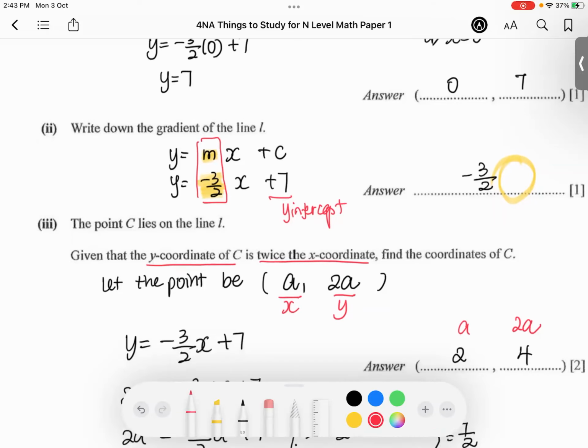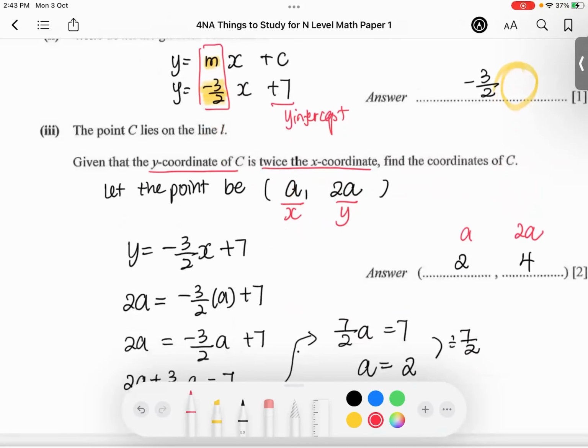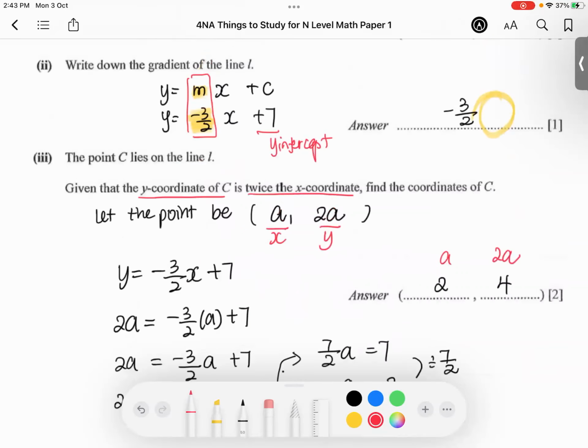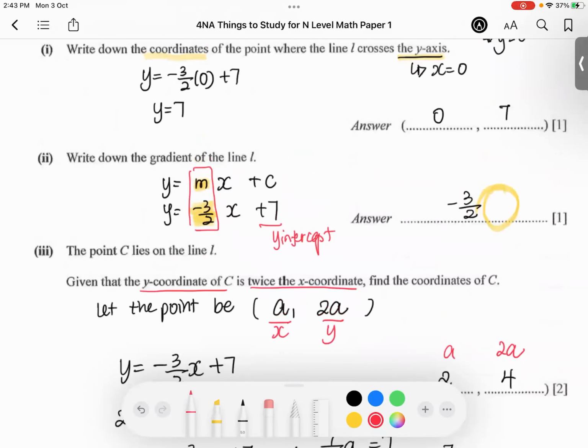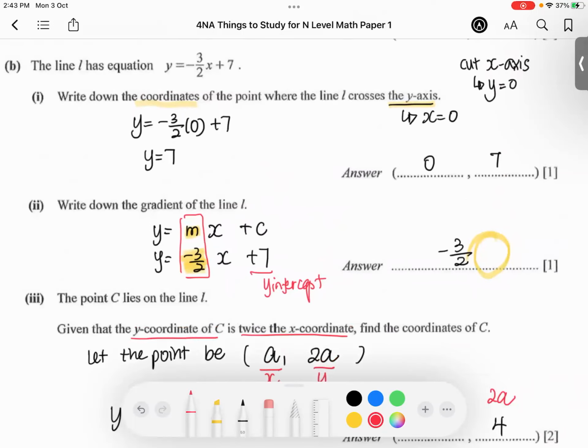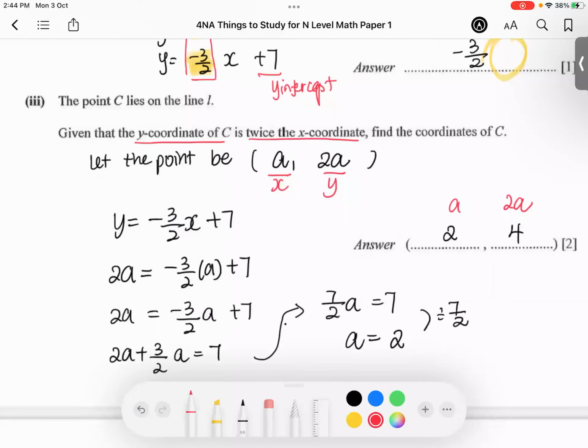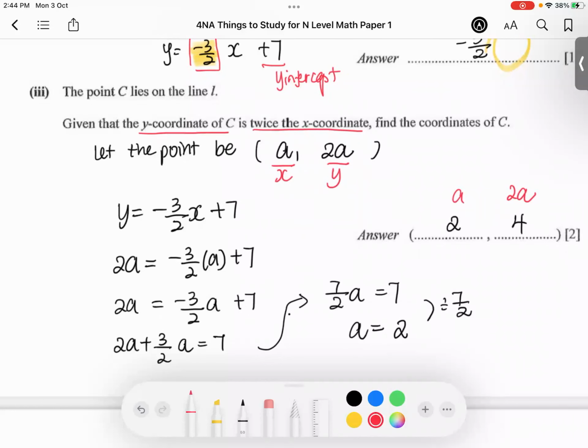Next question. The point C lies on the line L. That means it must satisfy this equation of line L over here. So I have to use this equation. But what information did they give me? They give me that the y coordinate is twice the x coordinate. So confusing. Since in this case I do not know whether it is the x or the y, I just create another letter. I call it A, for example.